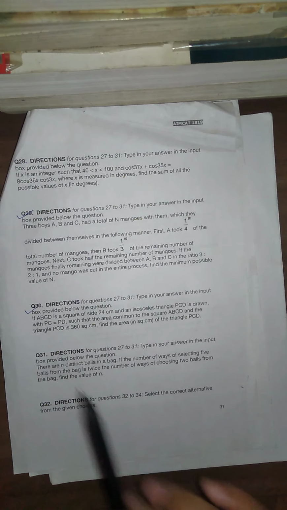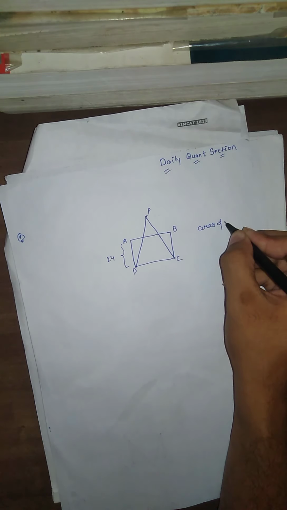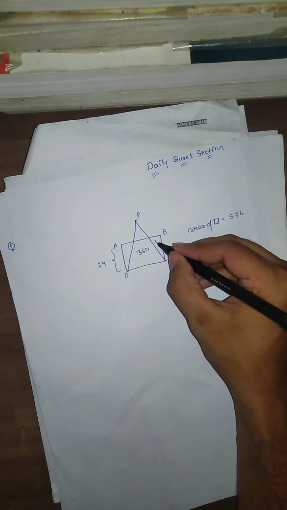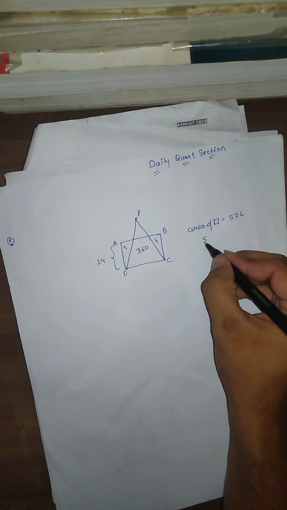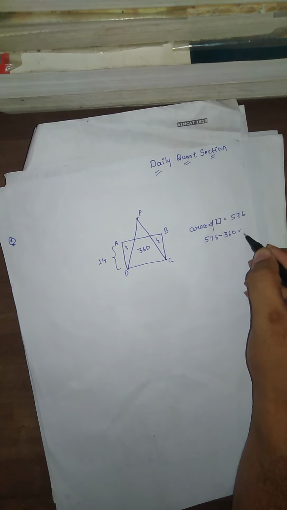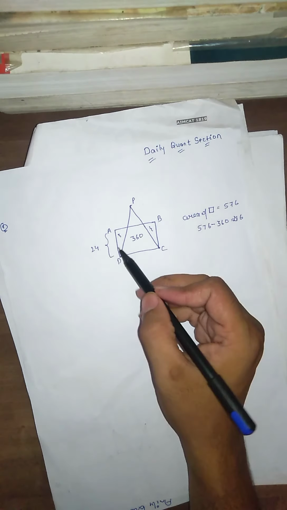You know that if the side is 24, then the area of the square is the square of the side, which means 24 squared. So the area of the square is 576. And we know that the common part of the area of the square and the triangle is 360. So the area of the square is 576 and the common part is 360, so the remaining part is 576 minus 360, which is 216. So this is our remaining part.